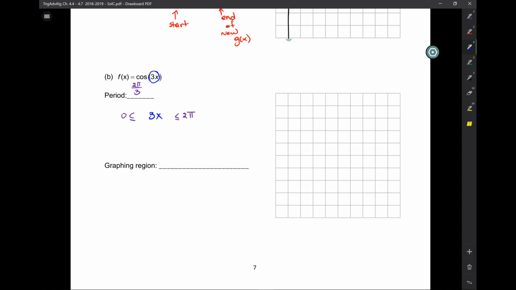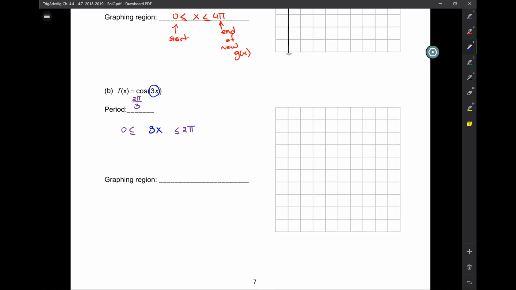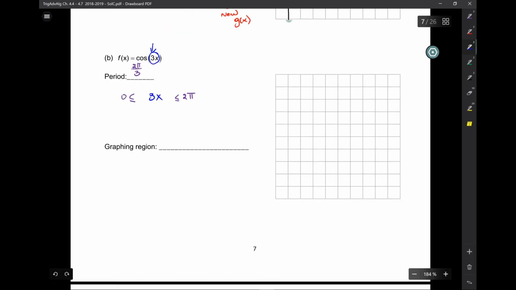So what you missed when you weren't here is the period is always 2 pi over this number. Okay? So if it's only 3x, we don't take the x. We just take the number in front of the x because that's b. It's b times x. We just take the b. Okay, divide by 3, divide by 3, divide by 3. 0, x, 2 pi over 3.